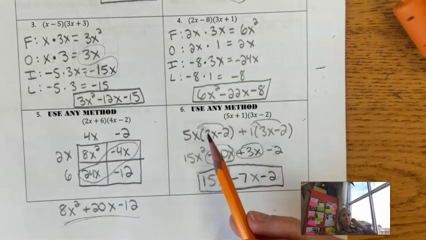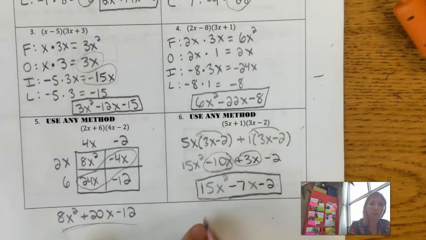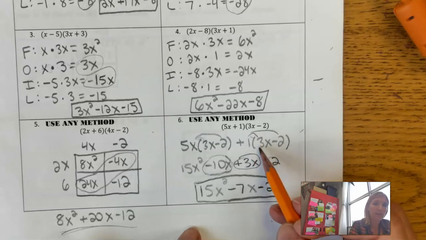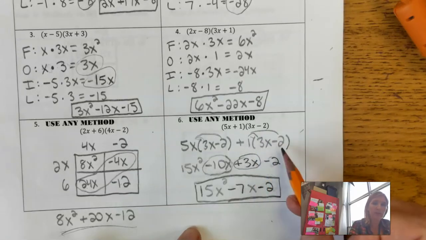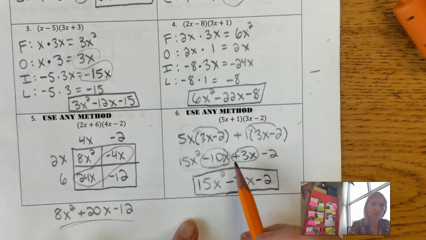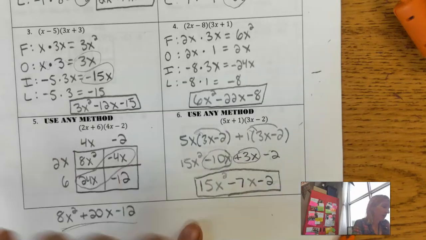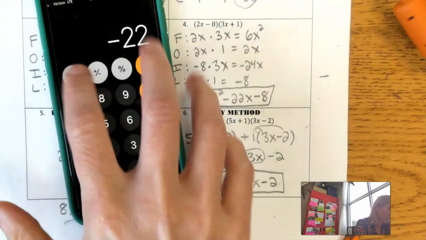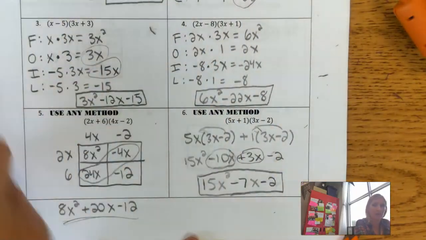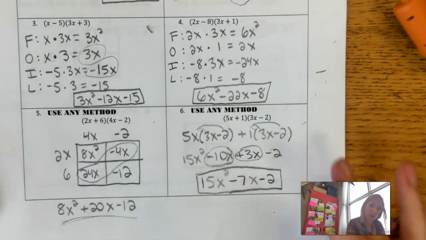So 5x times 3x gives me 15x squared. 5x times negative 2 gives me negative 10x. And then I move over here and distribute the 1. 1 times 3x is 3x. 1 times negative 2 is negative 2. I see that I have a pair of like terms, so 15x squared minus 7x minus 2. I got the minus 7 because a negative 10 plus 3 gives me a negative 7. So whatever method you use, you should have gotten the same thing as me. If you didn't, go back and check your work.